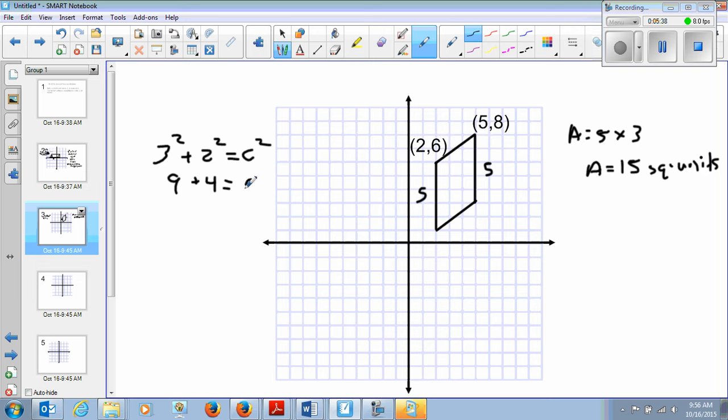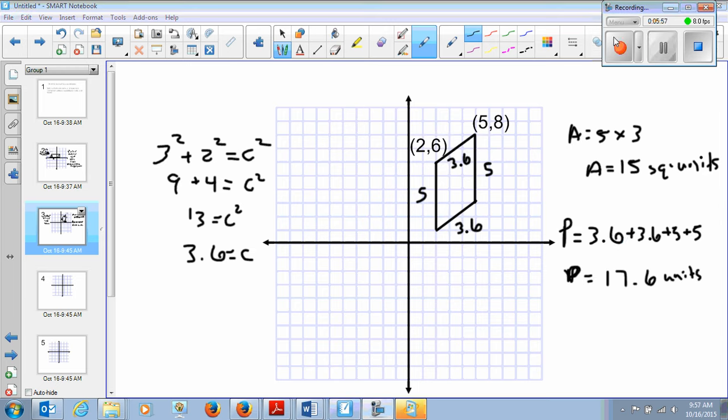And actually, we've already seen this answer on the last question. We end up with 13 equals c squared. And then we just take the square root of 13, which ends up being 3.6. So that side, again, is going to equal 3.6, which means this one also equals 3.6.